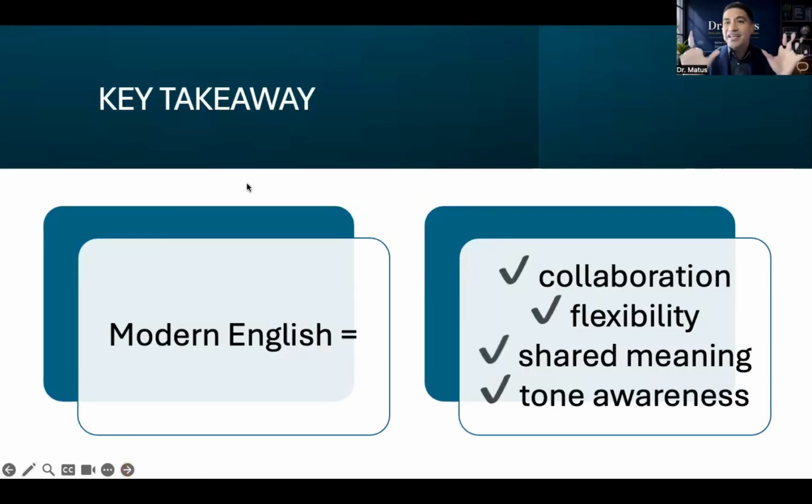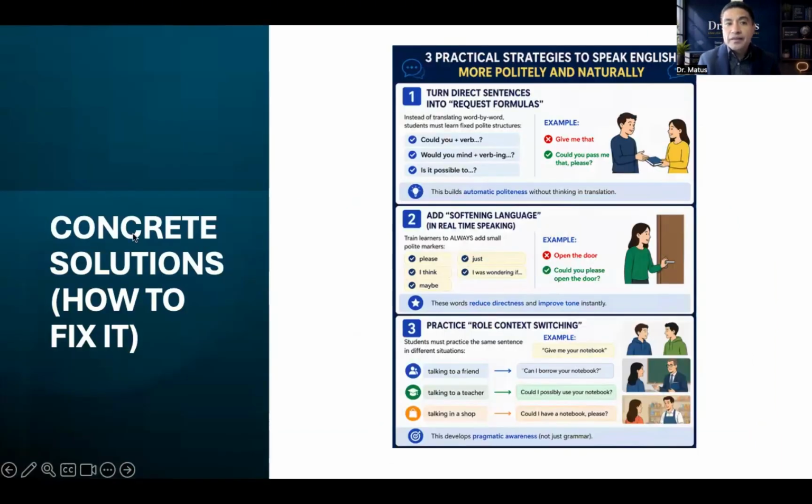So, key takeaway, what I want you to remember from this video. Modern English now, and what we should aim at in Chilean classroom settings, should foster collaboration, flexibility, shared meaning, and tone awareness. Now, here you've got some concrete solutions, how to fix this issue. Three practical strategies to speak English more politely and naturally.